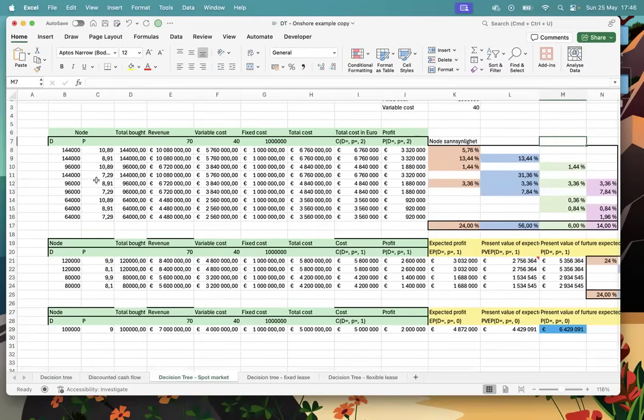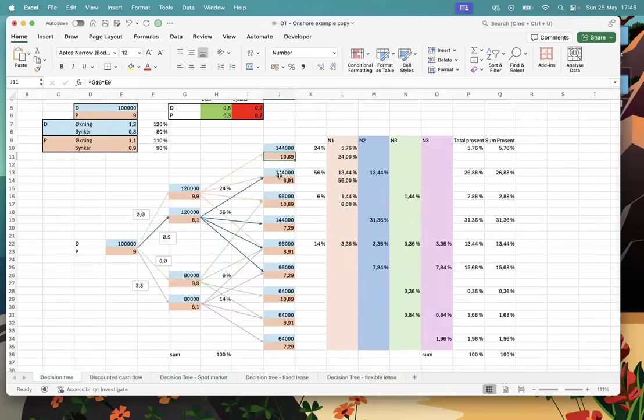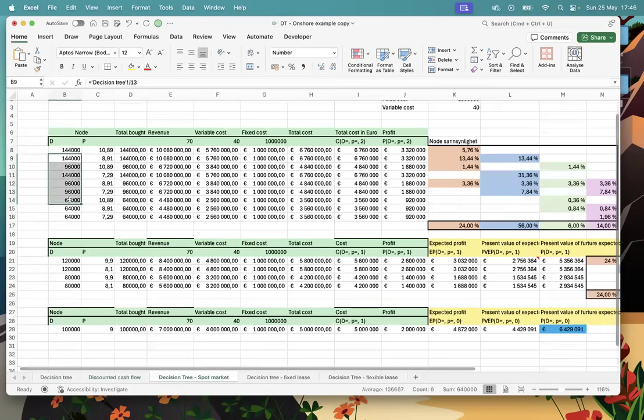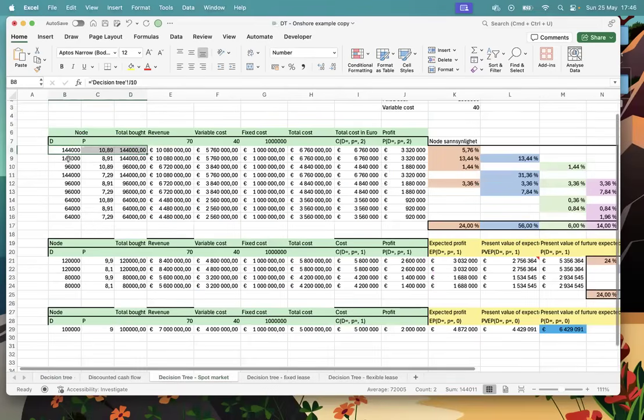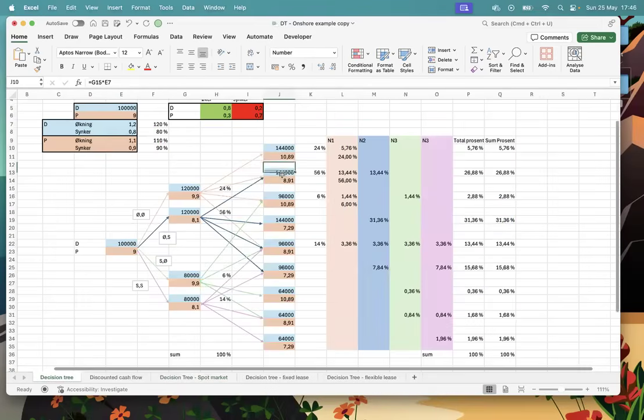But then let's see here. We have our demand and price, which is also connected for each node. You can see it's the same, connected in order. And for this one, one node would be this one, and then for the next one, it would be this one, and this one.